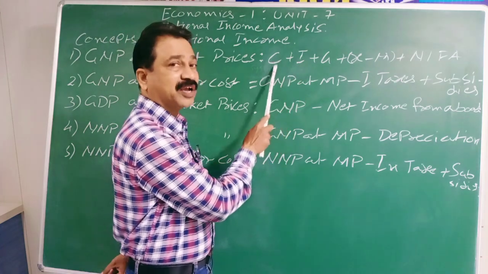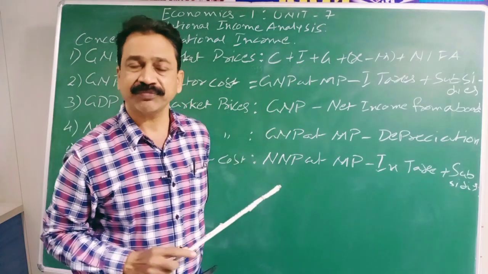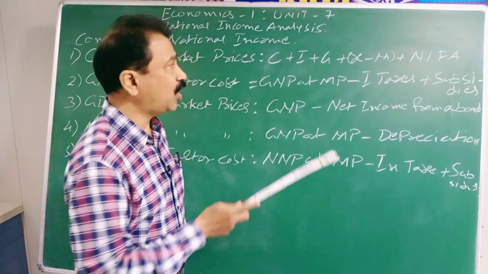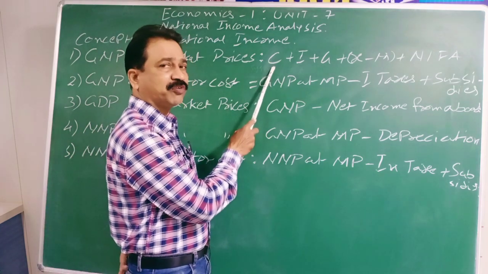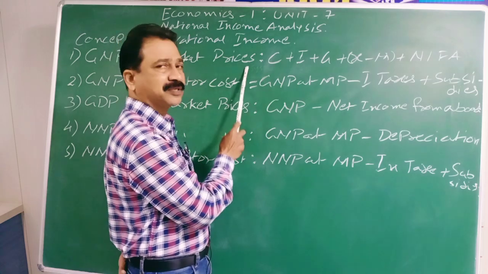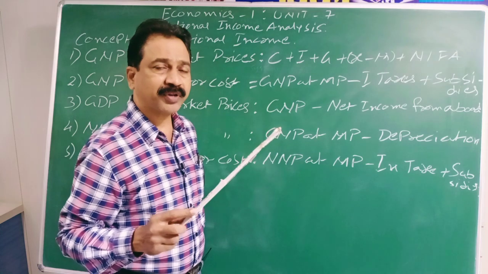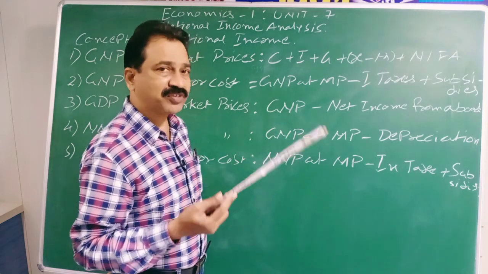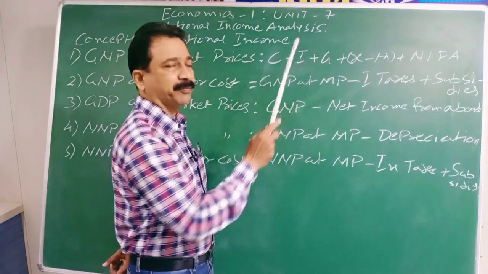C means consumption. I means investment. You keep writing, it is better for you. So all the consumption of the country's people, those products have to be multiplied by the market prices, plus the total investment of the public, which is done by the people into the business or savings into the banks. That will be calculated as C plus I plus G.